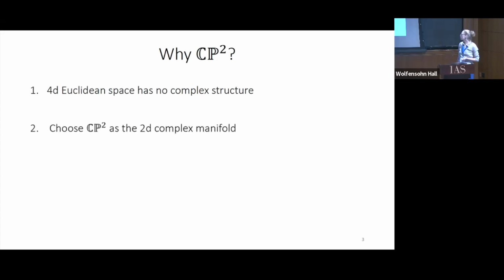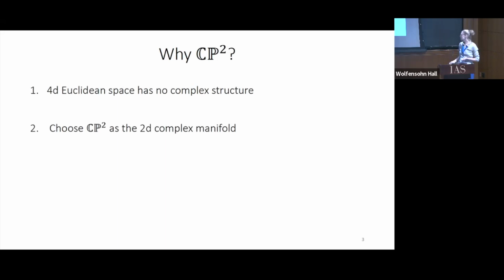So the first question is why CP2? You saw that in the 2D case, there was no mention of CP1, so what's the difference? 4D Euclidean space has no unique complex structure, unlike 2D Euclidean space. So there are many ways in which you can assemble 4 real numbers into 2 complex ones. So we have to choose a 2D complex manifold, and we choose CP2.